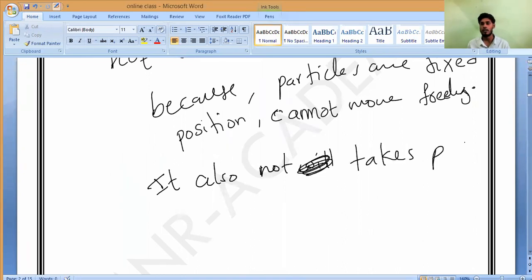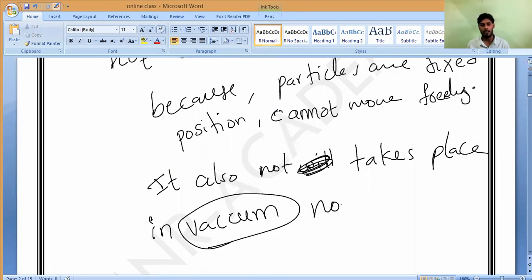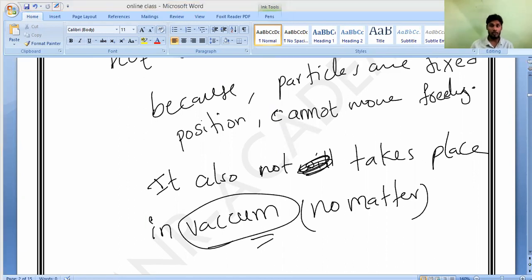Not takes place. Understanding in vacuum also. Vacuum means empty space. No matter. No space, no matter. That is only what we used to call vacuum. Without matter, without liquid and gas, it won't take place. So that is also very, very important.